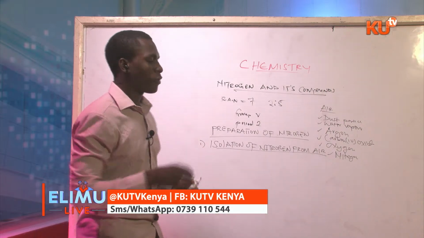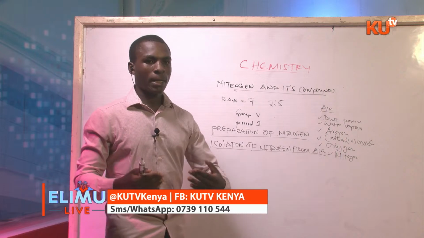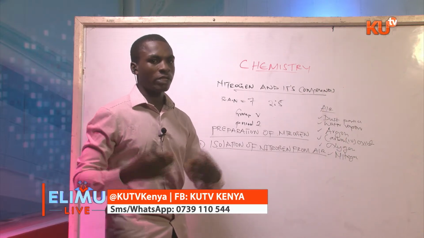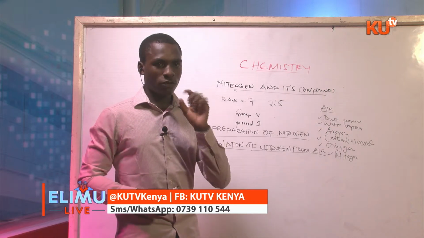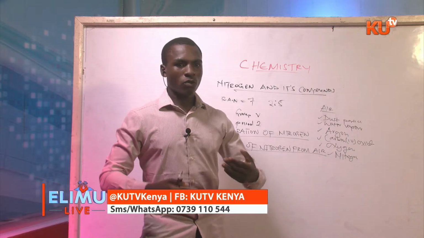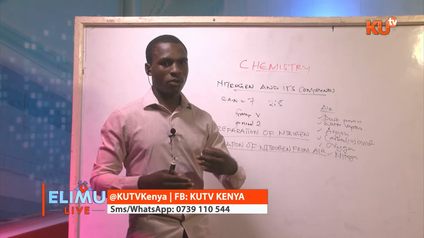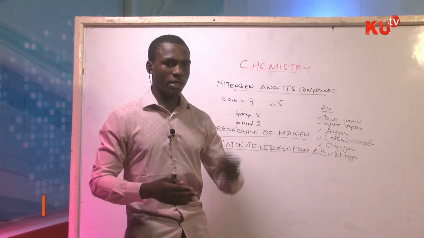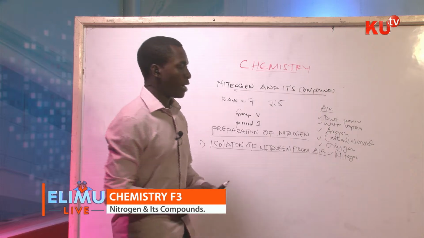Now, we want to obtain nitrogen from air. And the method of obtaining nitrogen from air on a large scale is what we call fractional distillation. So nitrogen is obtained from air through fractional distillation of liquid air. So first, remember, air is in gaseous state. Because it's fractional distillation of liquid air, we have to convert the air from gaseous state into liquid state so that you can carry out fractional distillation.